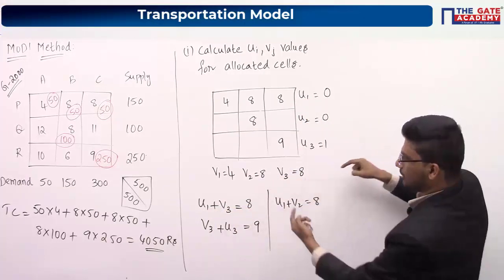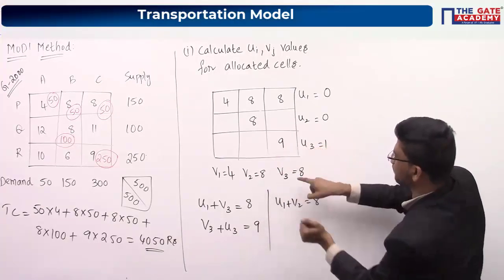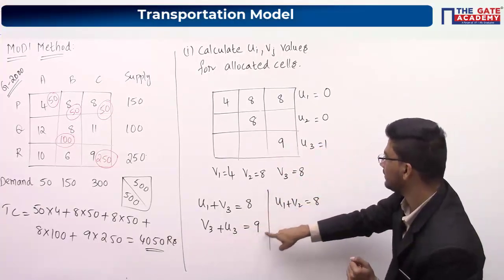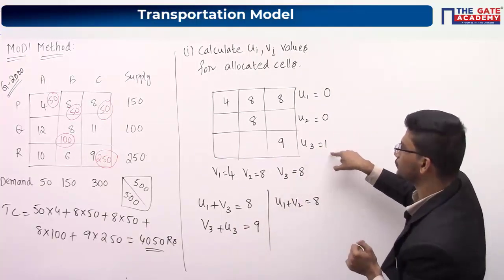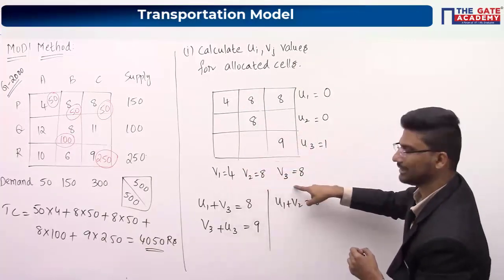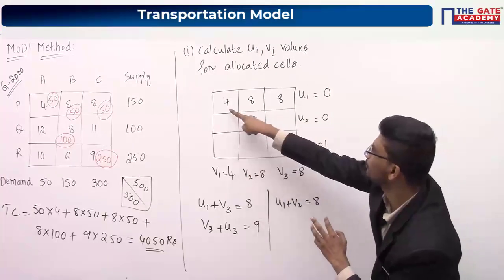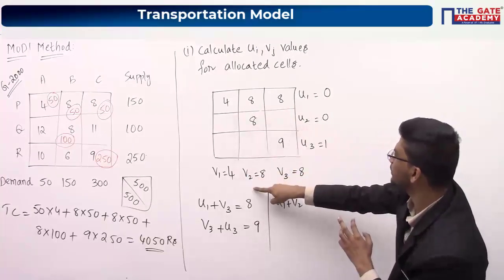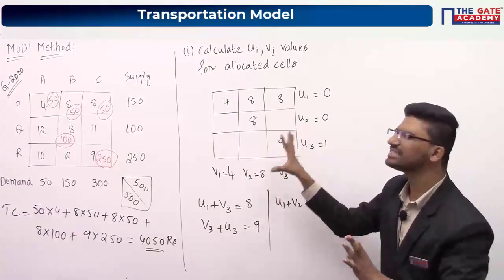Similarly, V3 plus U3 is equal to 9. Already we know V3 is 8, so U3 will be 1. Like this you have to calculate U1, U2, U3, V1, V2, V3 values. You can cross check also. U1 plus 4 is equal to 4. U2 plus V2 is equal to 8 and so on. You can just cross check these values. So this is your first step.